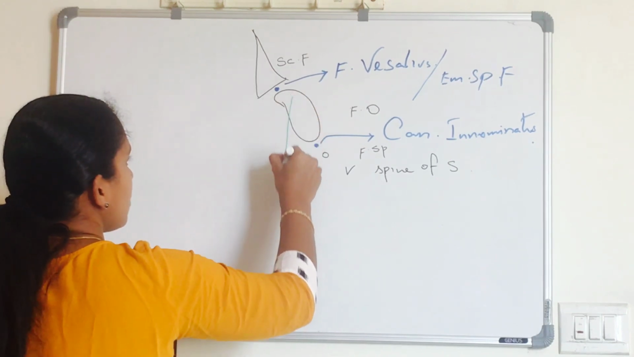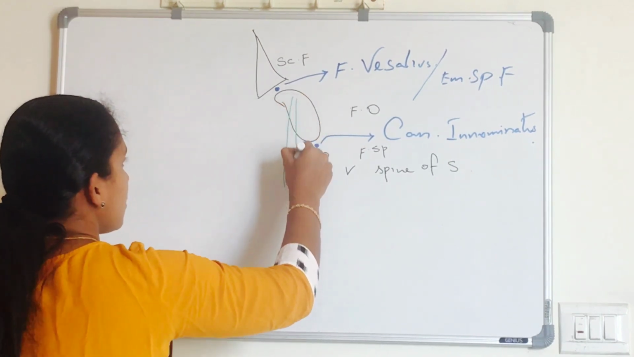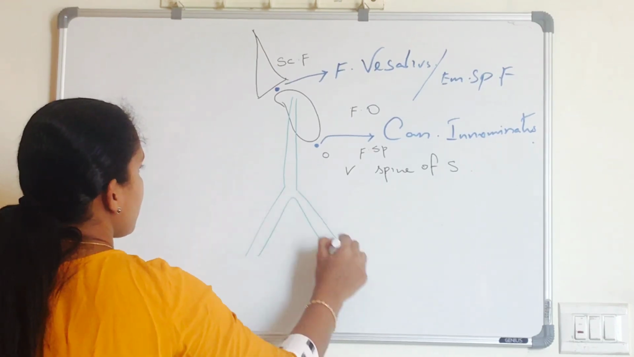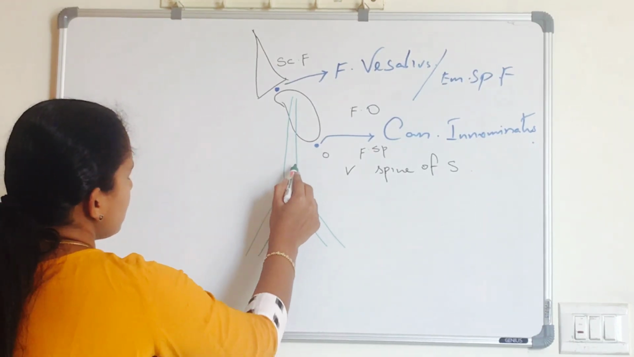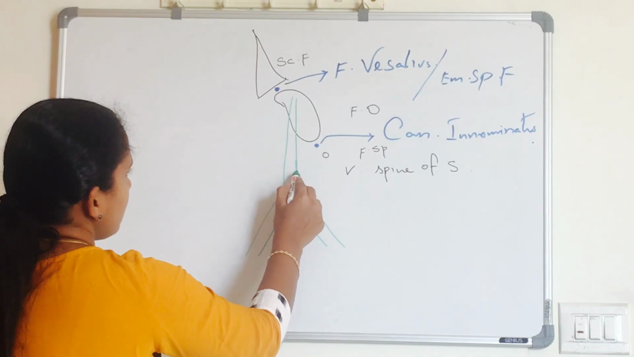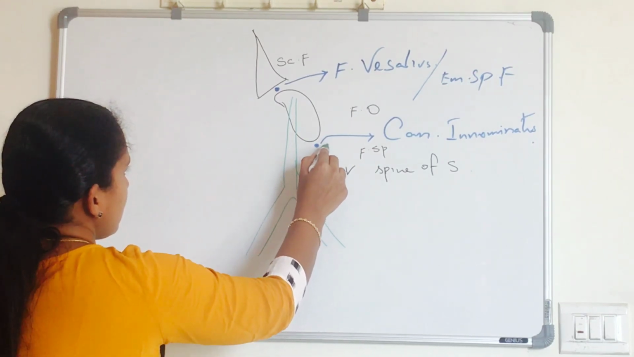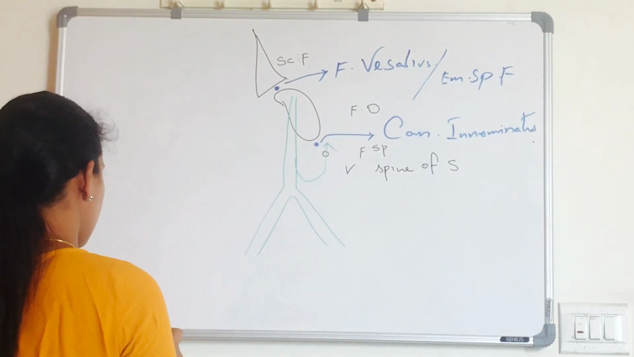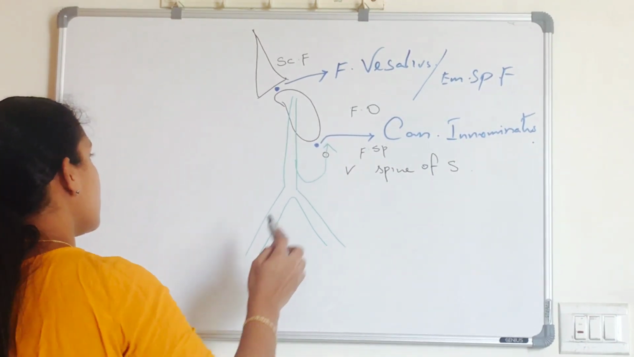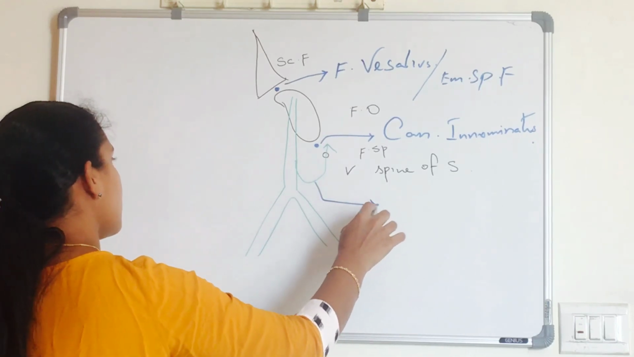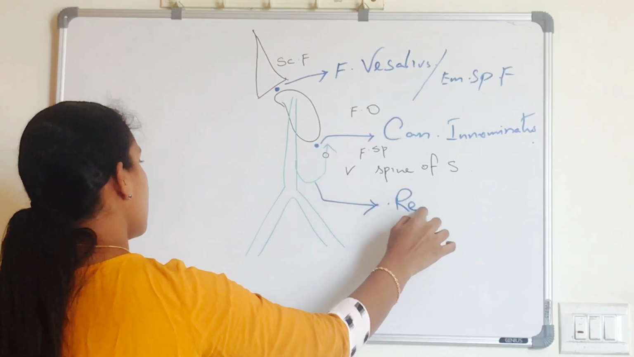So one of the main structures passing through foramen ovale is mandibular nerve. Once the nerve comes out of foramen ovale, it divides into anterior and posterior division. So from the trunk we have two branches. One of the branches is recurrent meningeal branch. You can see the nerve turns upwards and goes through the foramen spinosum to supply the meninges of brain.